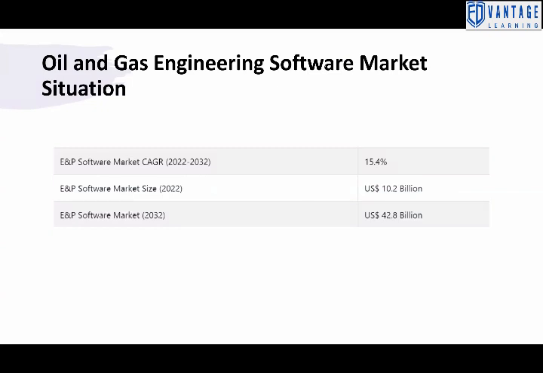The current oil and gas software market situation is looking like this. The software market average growth is around 15.4% per annum, with around a 10.2 billion US dollar market size in 2022. It is expected that by the end of 2033, the market size will be around 42.8 billion. One major reason behind this rise is development in data analytics, development in big data analytics, right? Apart from this, there is also the AI thing.